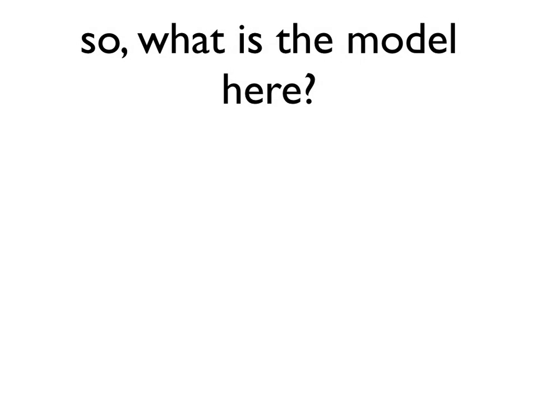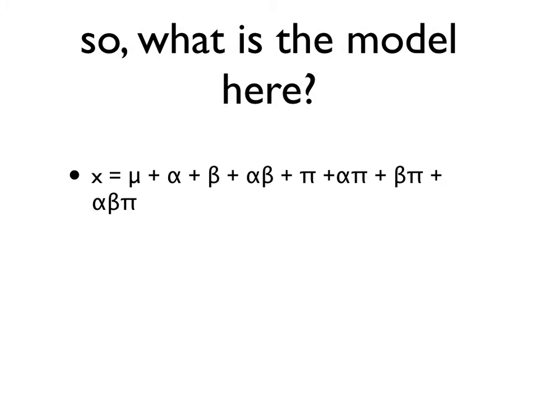What's the model look like? All we do, it's a 2 by 3 by however many subjects we have. Remember, we just think of subjects as another variable. And we put pi in, so it's x equals mu plus alpha plus beta plus alpha beta plus pi plus alpha pi plus beta pi plus alpha beta pi.